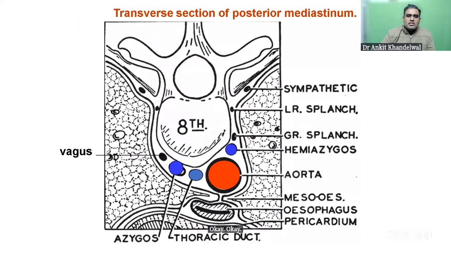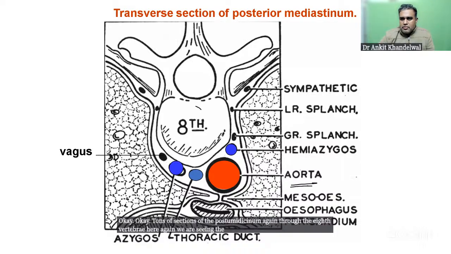Here is a transverse section through the posterior mediastinum at the level of the 8th vertebra. Here again we are seeing the aorta mainly over here. And after this aorta, we can also see the hemiazygos and the azygos veins over here.